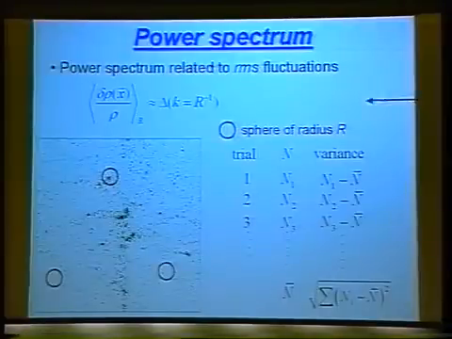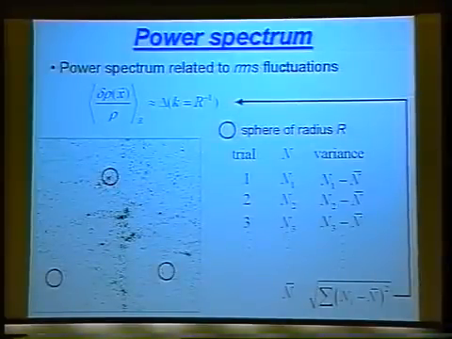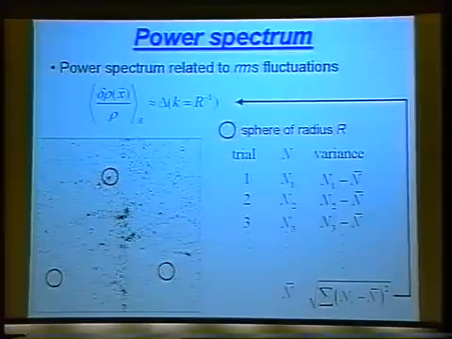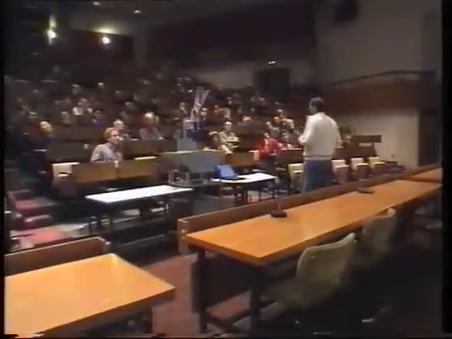And if you know the variance, then you know the power spectrum at a wave number of r to the minus 1. So your graduate student comes back exhausted, saying, I've done this calculation. And then you say, great, now take a different value of the radius, and then go through the procedure again, and eventually you can find the power spectrum.